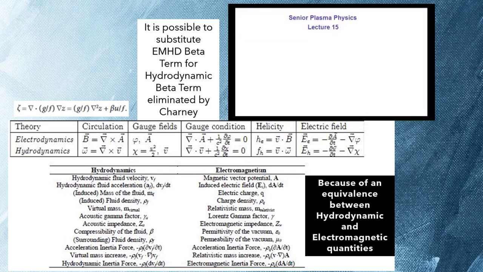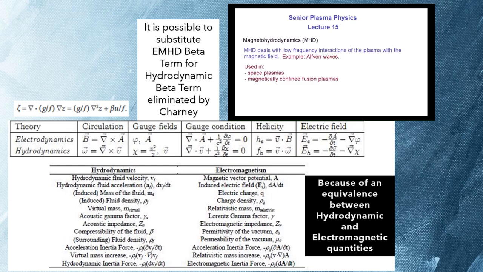Senior Plasma Physics, Lecture 15. We're going to examine the hydrodynamics of magnetized plasmas, which is commonly known as magnetohydrodynamics, or MHD for short. The term MHD implies that we are dealing with low-frequency interactions of the plasma with the magnetic field. We've already seen one example of this in a previous lecture, which is the Alfvén wave. MHD is mostly useful in space plasmas and in magnetically confined plasmas used in nuclear fusion research.